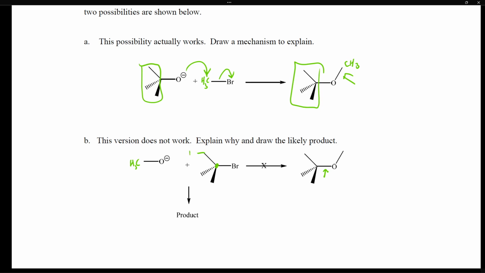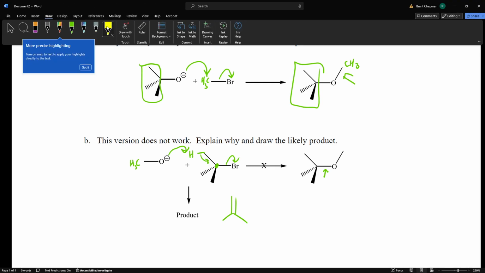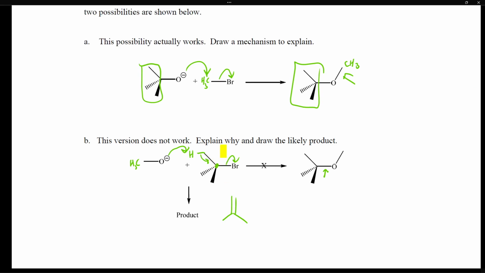Well, each of these methyl groups has 3 hydrogens. I'm going to draw one of them for convenience here. The alkoxide will take that, and we'll get an elimination to lose the bromide. So what we'll have instead of an ether is we'll have an alkene, where this upper carbon of the alkene was this. So there's my upper carbon. That's this one.